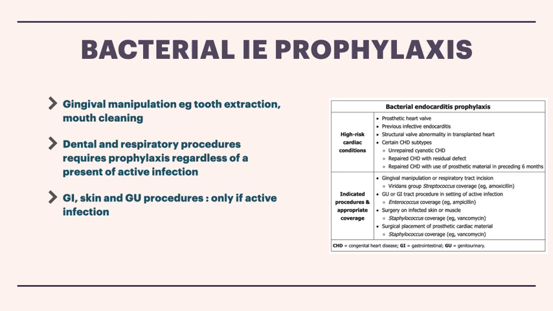you will give them vancomycin. Okay, so let's just do a quick recap of the procedure and the antibiotic coverage. All right, we mentioned gingival manipulation or respiratory tract incision. We will cover with amoxicillin because the most common organism is Streptococcus. For GI or GU tract procedure, the most common organism is Enterococcus, so we will cover with ampicillin. For surgery on infected skin or muscle or placement of a prosthetic cardiac material, the most common organism is Staphylococcus, so we will cover with vancomycin.